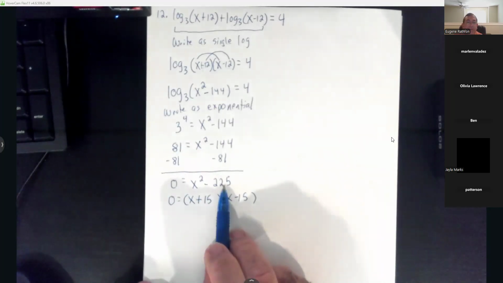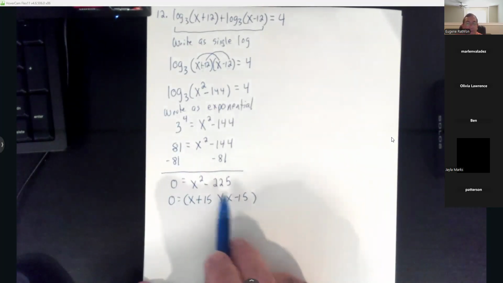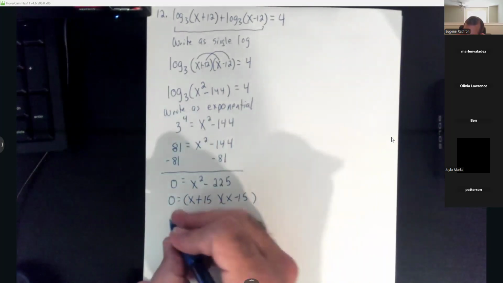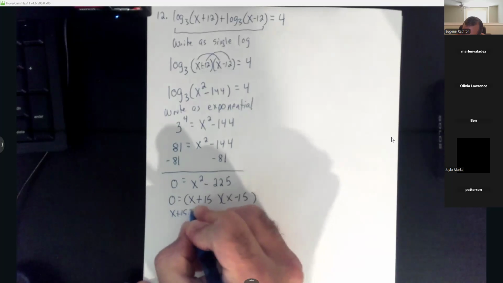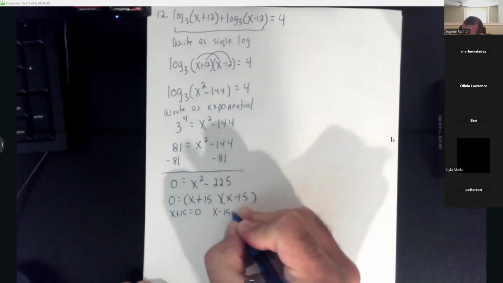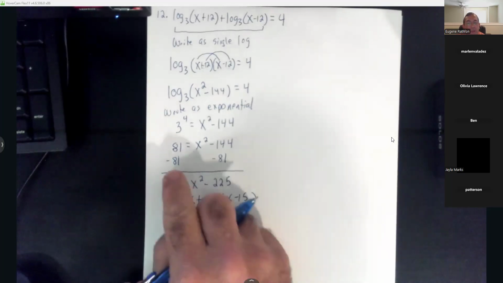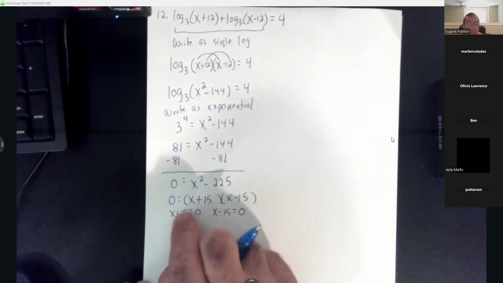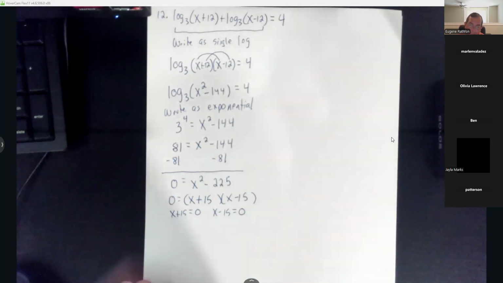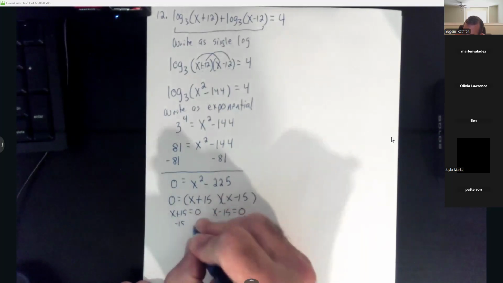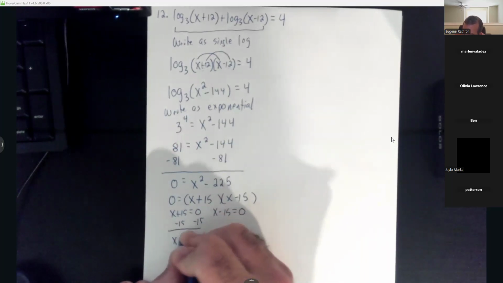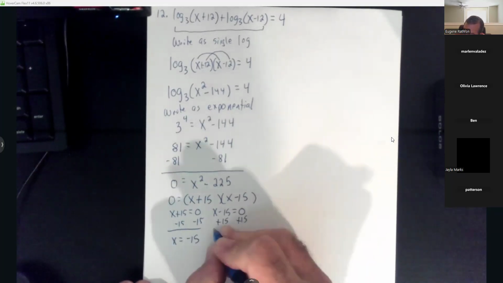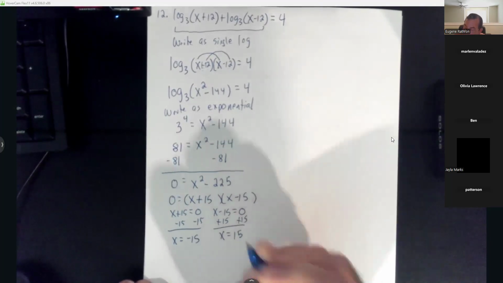So 15 times 15 equals 225. 15 and negative 15 give me 0 like the middle, okay? All right, y'all, set both of them equal to 0 and solve. Now, if you did the square root stuff, you'd have had 225 equals x squared. The square root of 225 would have been plus or minus 15, okay? So either way to solve that, this one will give us a negative 15, and this one will give me a positive 15.